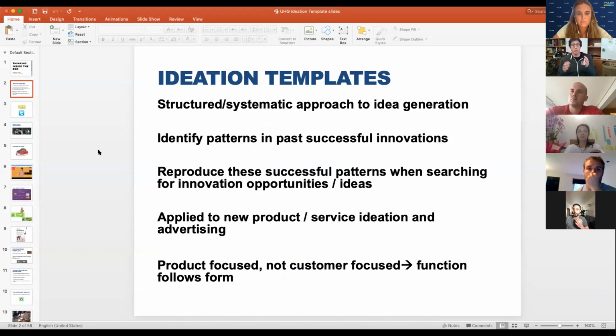And so the idea here, basically, I'm going to present to you a set of ideation templates. Ideation because it's about ideas. Templates because these are kind of rules. These are sort of templates. And these templates are based on research that looks at past successful innovations and says, okay, if I look at these mousetraps, what made these mousetraps successful?